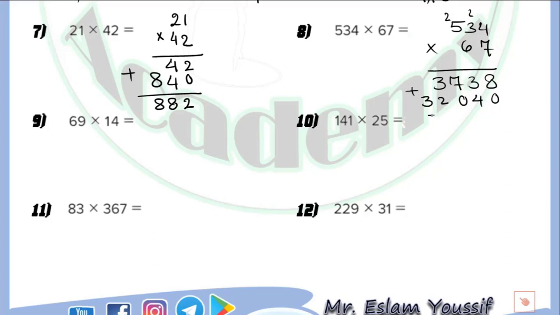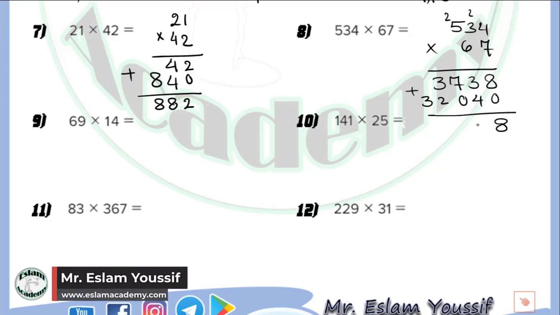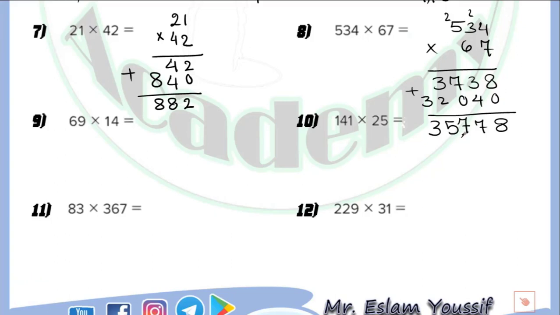Now by adding the two numbers. So 8 plus 0 equals 8. 3 and 4 equal 7. 7 plus 0 equals 7. 3 plus 2 equals 5. Then write 3. So the answer now will be 35,778. And that's how we can multiply any two digits by a number.